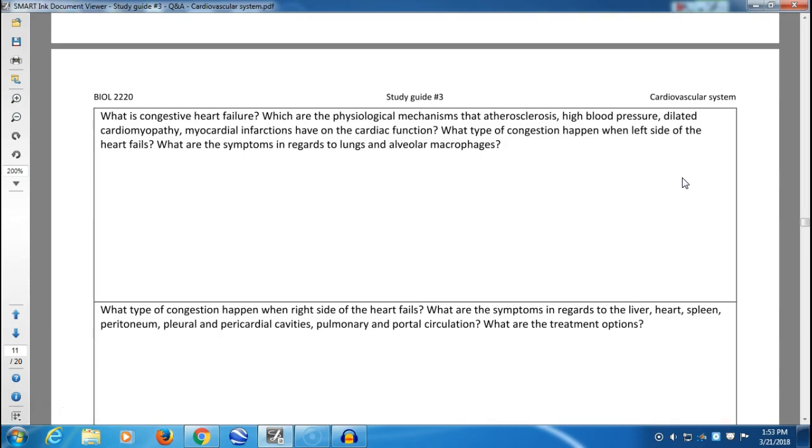So atherosclerosis increases what? From the height of your knowledge now. Atherosclerosis, what does it affect? Blood vessels. How? What does it increase? Peripheral resistance. When it increases peripheral resistance, it increases blood pressure.